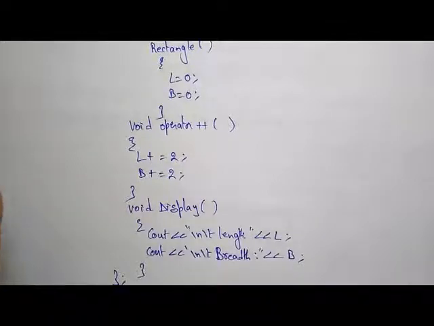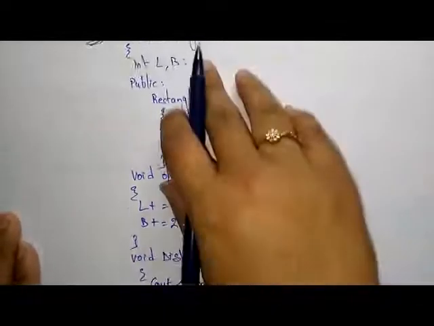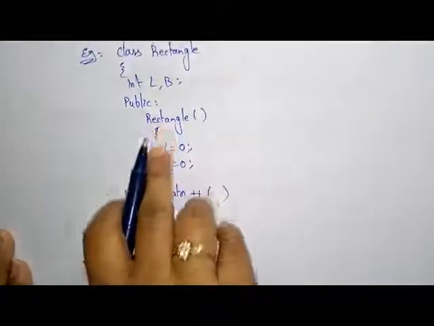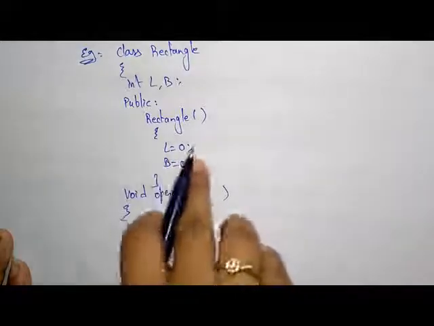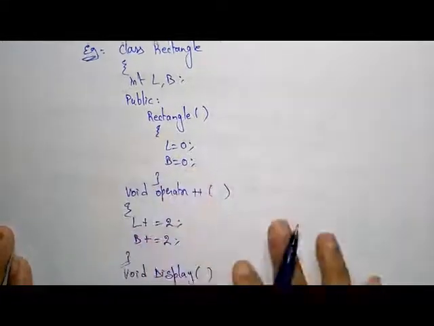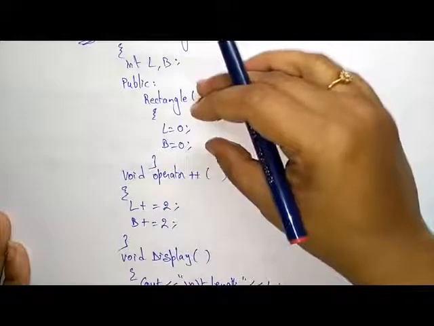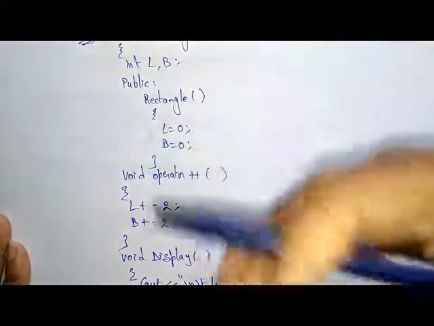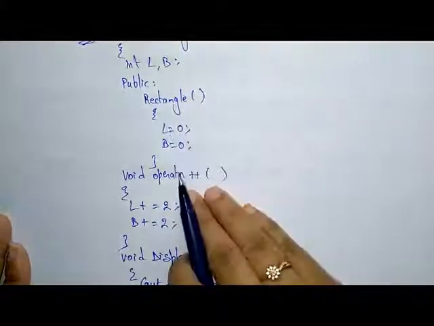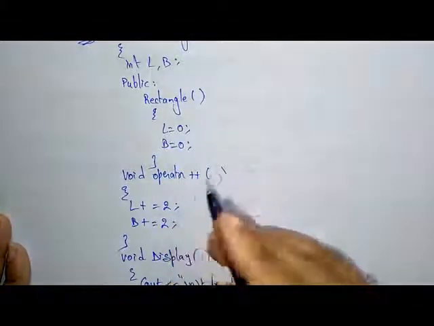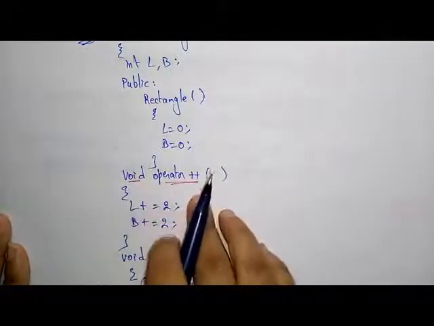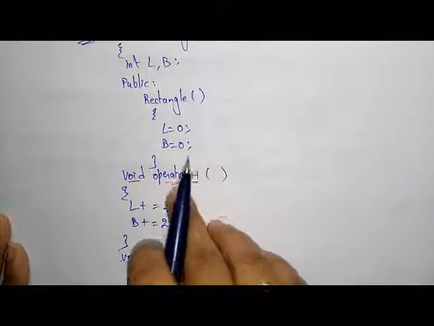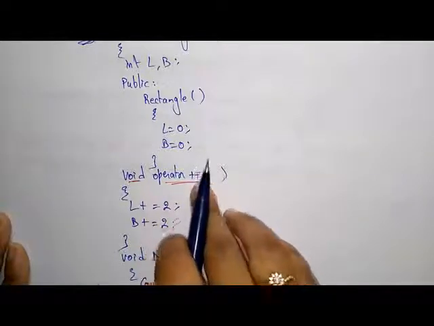So here I have written the class. The class Rectangle, and this is the constructor. Here I initialize the values as L = 0, B = 0. After initializing the values, I use the operator overloading. So this is the syntax, this is the return type, and here the increment operator. I use the unary increment operator.